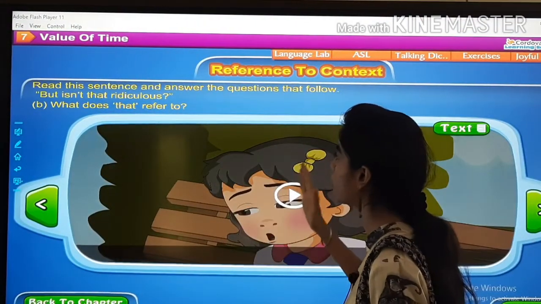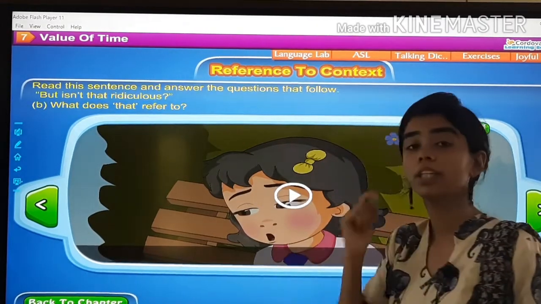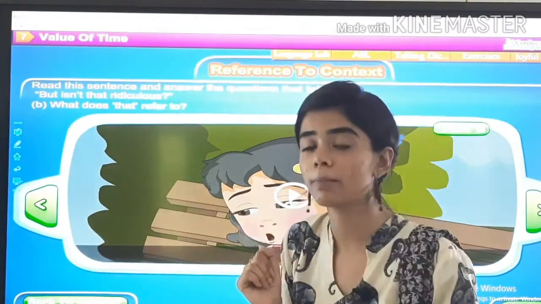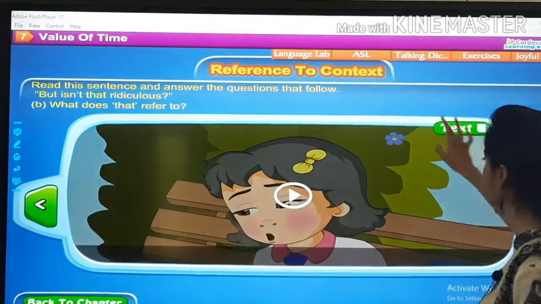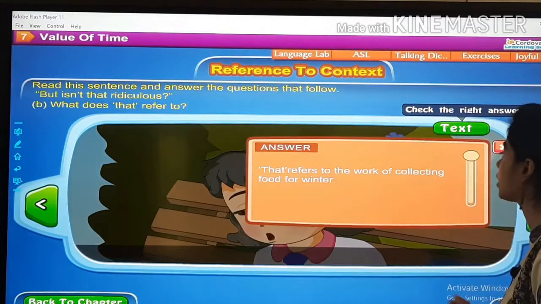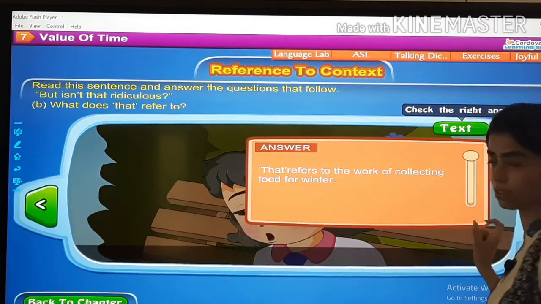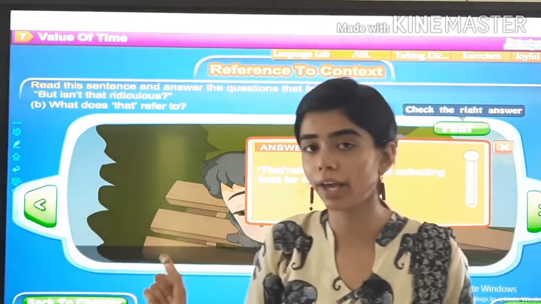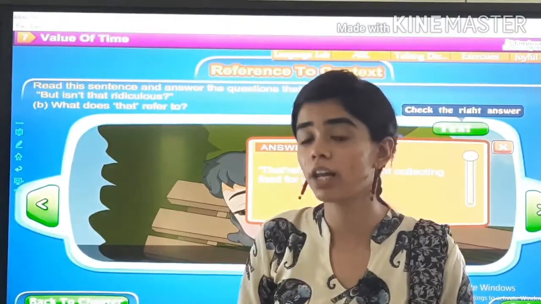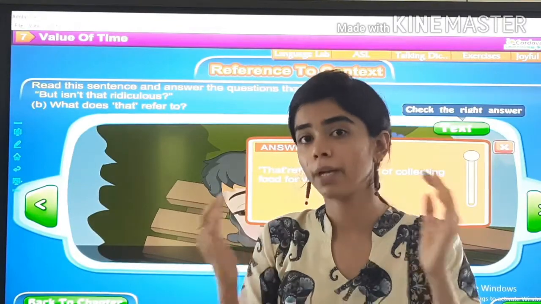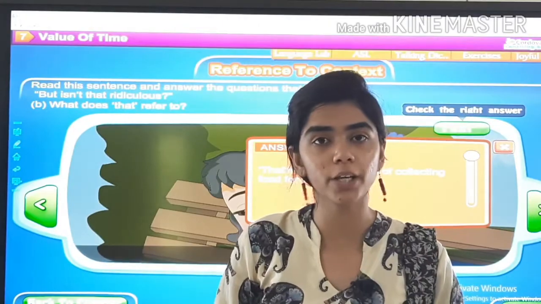What does that refer to? "But isn't that ridiculous?" Now, इस sentence में that का मतलब क्या है? What is the reference to it? Let's see. That refers to the work of collecting food for winter. Now, as the ant said, we are busy working. Why? Because we have to collect food for the winters. हमें खाना collect करना पड़ेगा ताकि हमें विंटर्स में प्रॉब्लम नहीं हो.